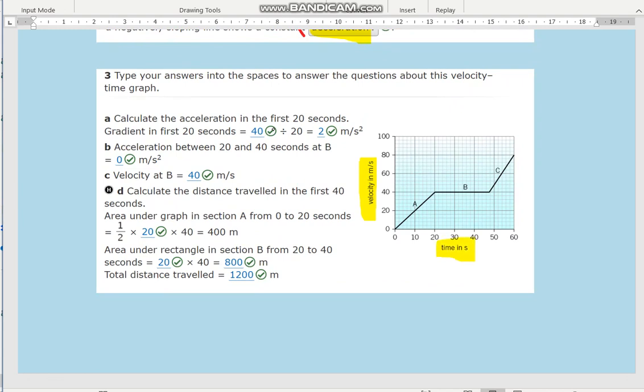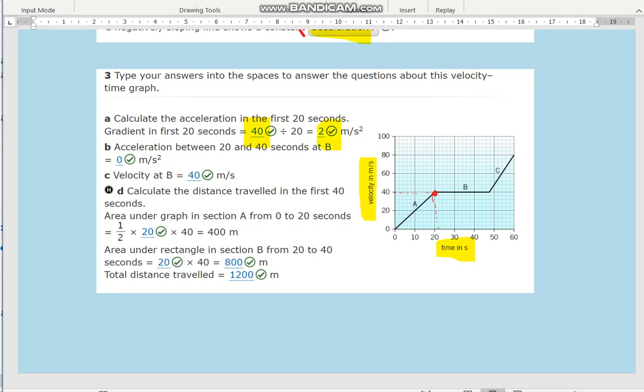Calculate the acceleration in the first 20 seconds. So the acceleration on a velocity time graph is the gradient. For the first 20 seconds we need how far it's gone up by how far it's gone across. So 40 meters per second divided by 20 seconds, because they're both from 0. So 40 divided by 20 gives you 2 meters per second squared.